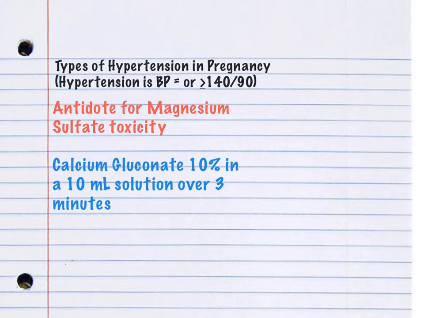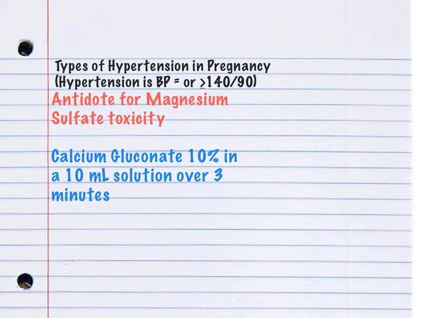You have to give it slowly. And the purpose of this, when you're looking at the therapeutic uses, is to correct the hypermagnesemia due to magnesium sulfate therapy for preeclampsia and preterm labor. Now, there are other reasons to give calcium gluconate. For the purpose of your templates, and for the purpose of learning about OB nursing, you really don't need to know those other uses. Just know that it corrects. It's the antidote for magnesium toxicity, related to mag sulfate therapy, okay?